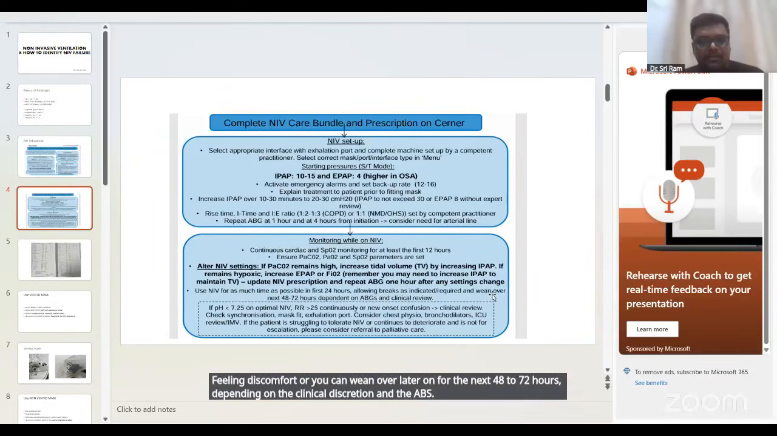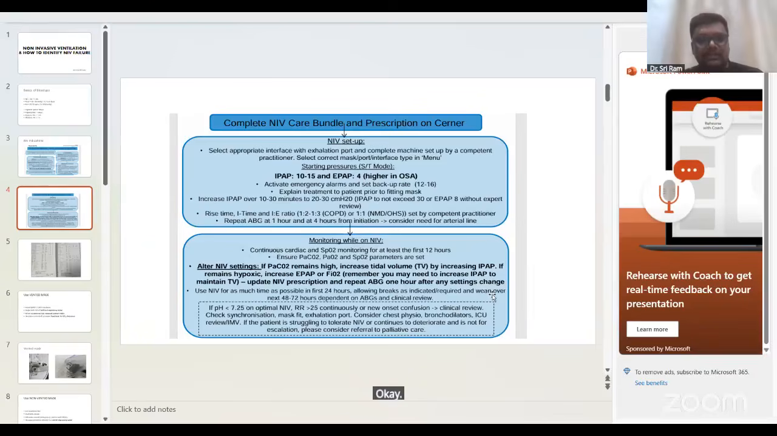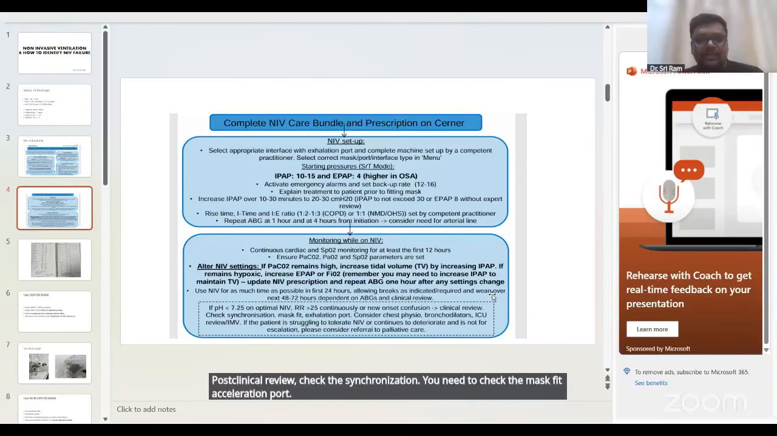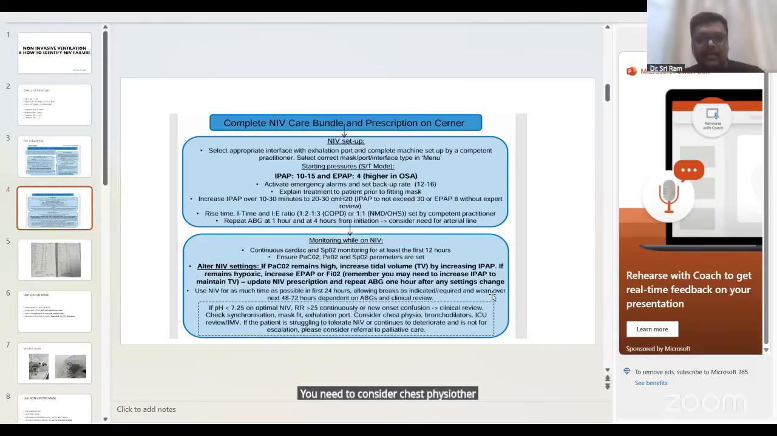Okay. If the pH is less than 7.25 on optimal NIV and the respiratory rate is greater than 25 continuously, or the patient deteriorates, for example with any new onset confusion, then after clinical review, check the synchronization. You need to check the mask fit and the exhalation port. You need to consider chest physiotherapy, bronchodilators, and so on.